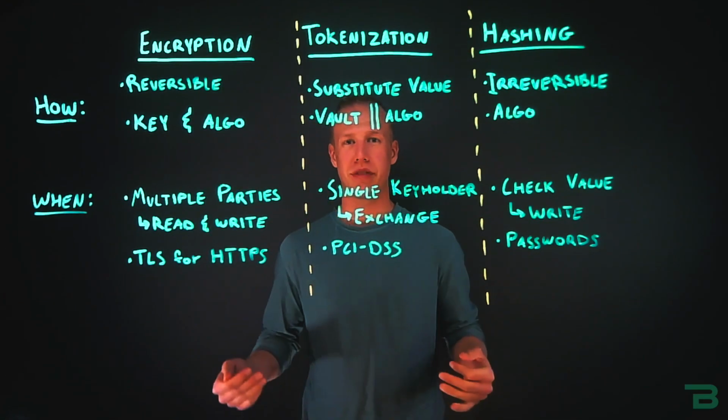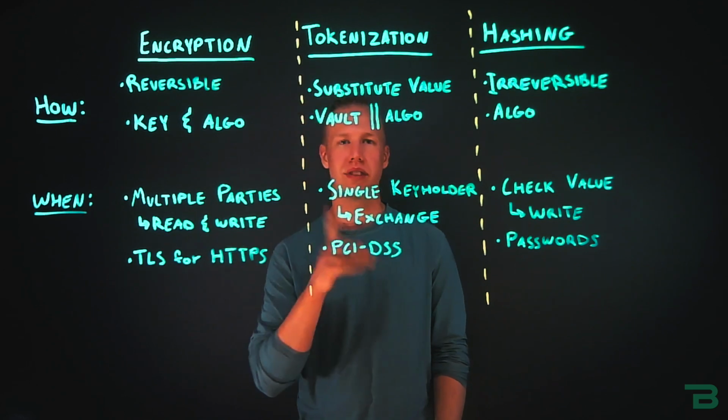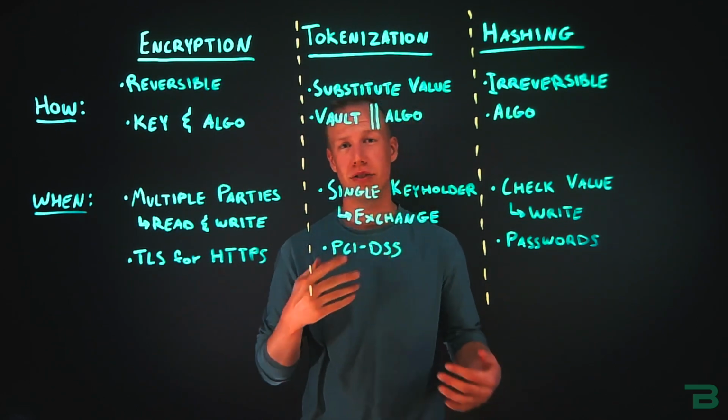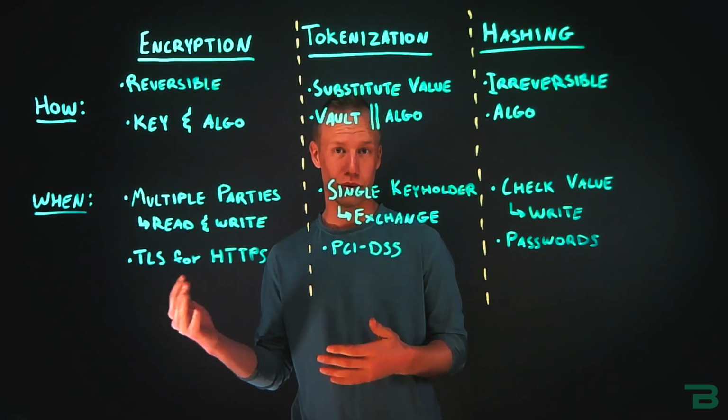So when you talk about cryptography, there's usually three main topics that come up. One's encryption, one's tokenization, and one's hashing. So today we'll talk about how each of these is accomplished and then also what they're generally used for.